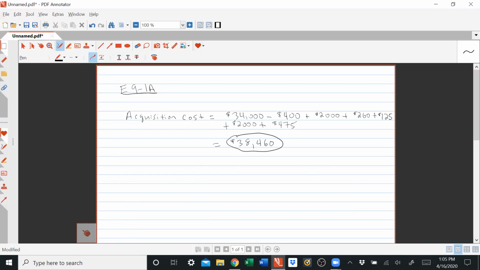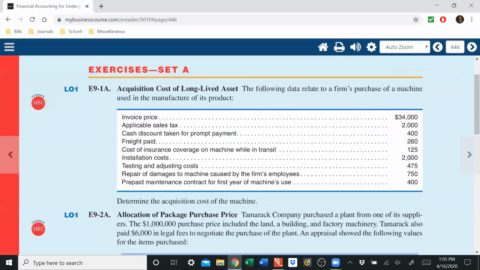There we go. Now let me see if I can get this mouse to work. There we go, now it's working.